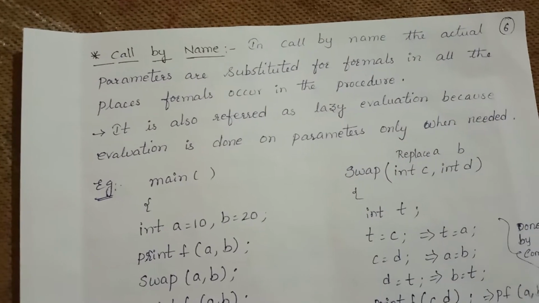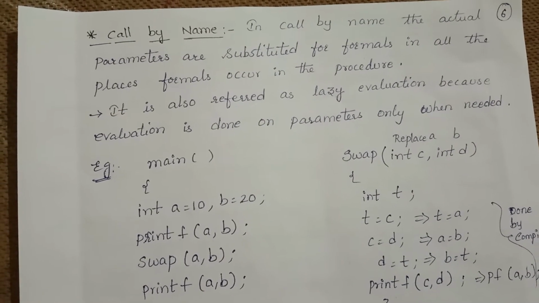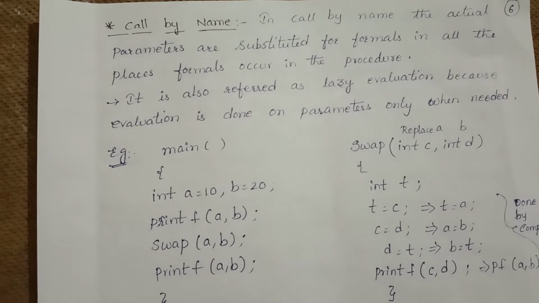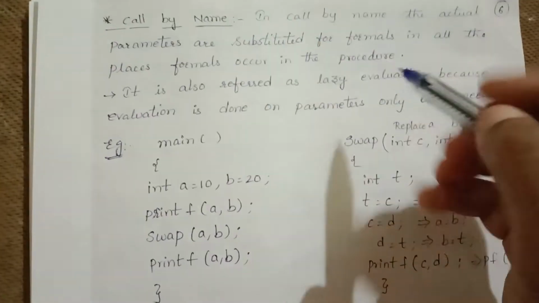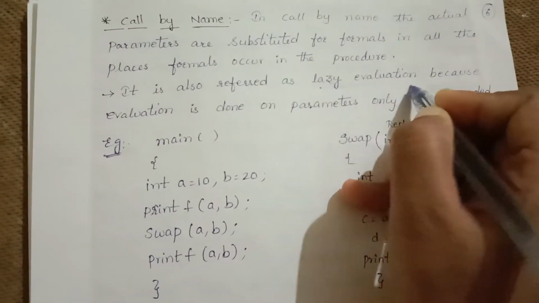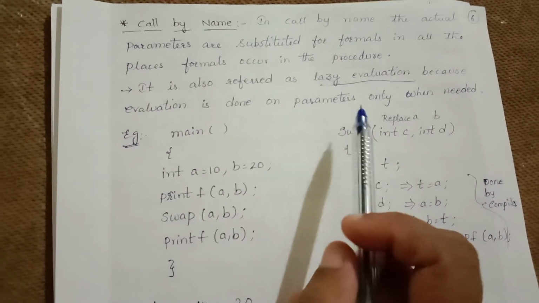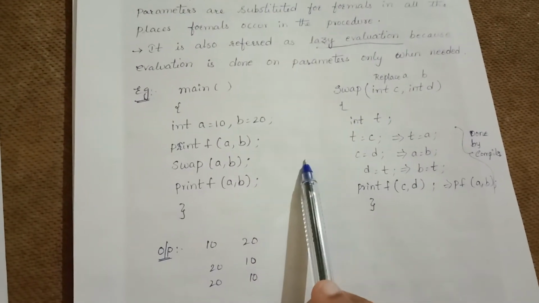And the next one is call by name. In call by name, the actual parameters are substituted for formals in all the places formals occur in the procedure. It is also referred to as lazy evaluation, because evaluation is done on a parameter only when it is needed. So this is the example here.